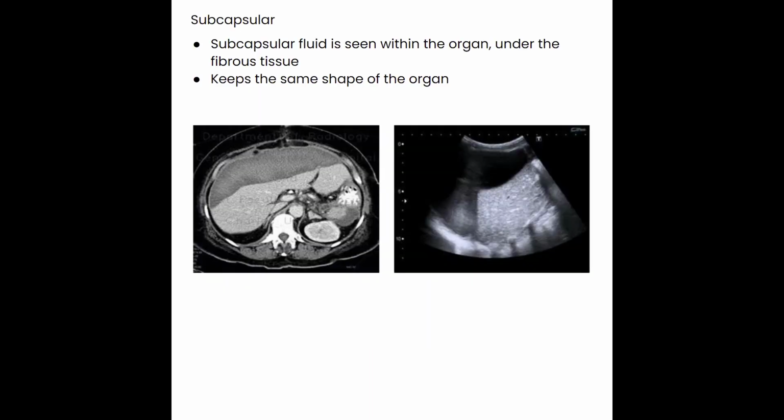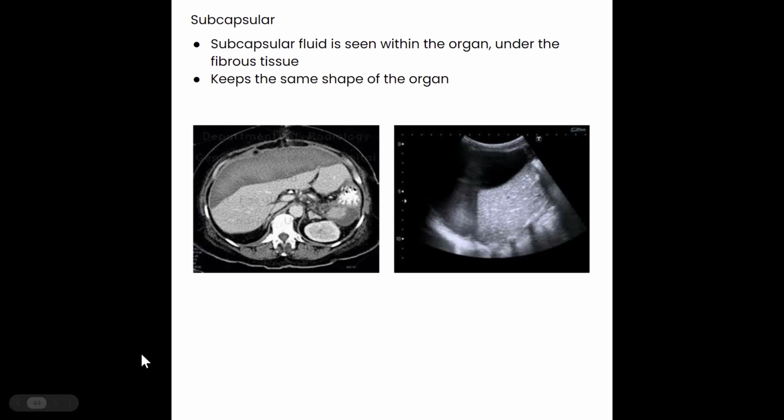I mentioned earlier that it's going to be important for the sonographer to be able to delineate between a subcapsular fluid collection versus a peritoneal fluid collection. So these two pictures are from the same patient. The patient had some sort of trauma to the abdomen, causing a subcapsular bleed in the liver.